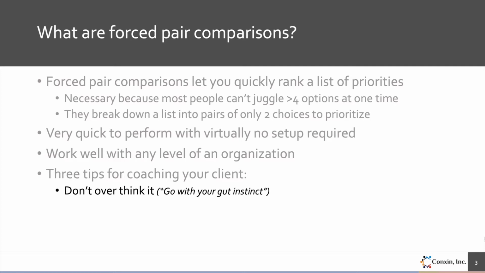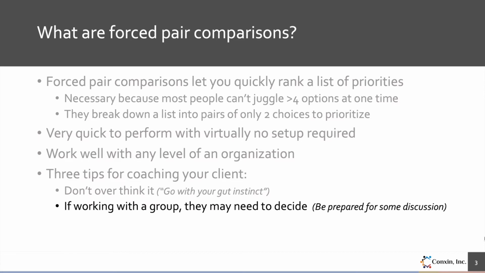Go with your gut. The second tip is that if you're working with a group of people, there may not be consensus on any 2 items, which is the most important. So be prepared for some discussion in a group setting along the way. And that's fine, that's valuable. Let them have the discussion, but you do want to encourage them to reach a conclusion and make a final decision before going on to the next pair of priorities.